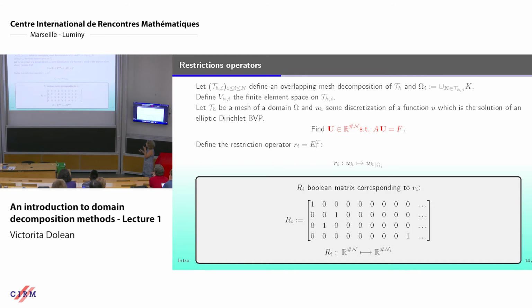Again, you have an overlapping mesh. You have a mesh of the domain, right? You want to solve Au equal f and so on, restriction operator and so on. As I explained, the restriction matrices are just Boolean matrices corresponding to the restriction operators here, right? So this is how the Boolean matrix looks. So how does it work? If you apply it to a global vector, it will just select a few entries corresponding to the local domain.